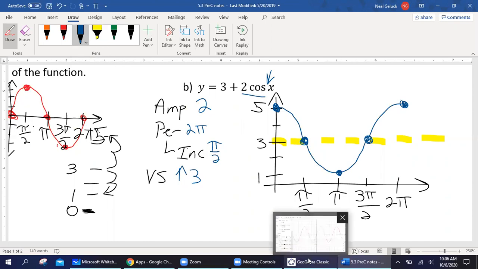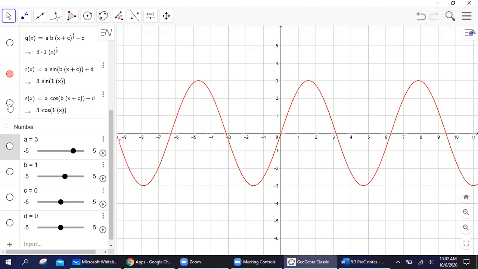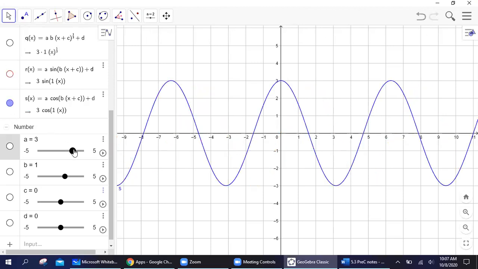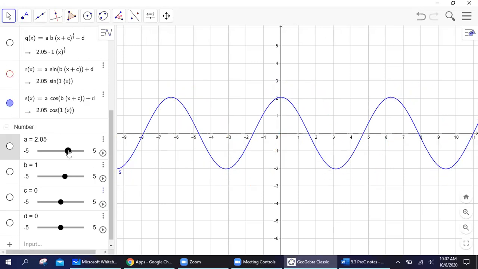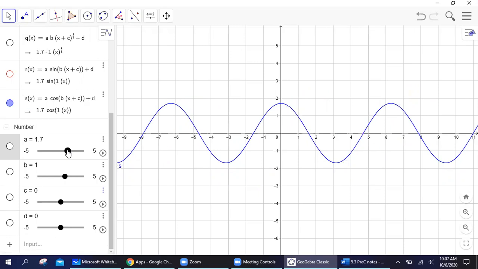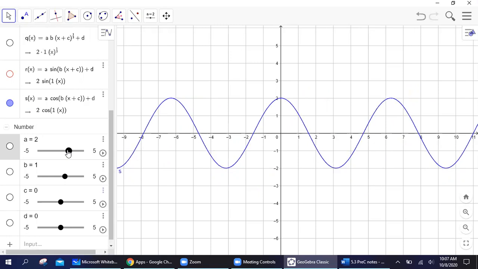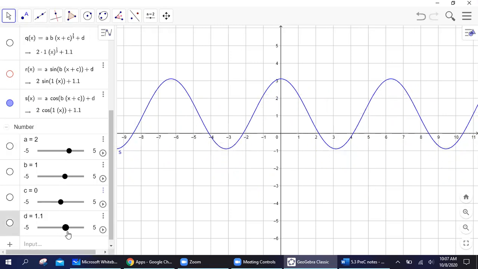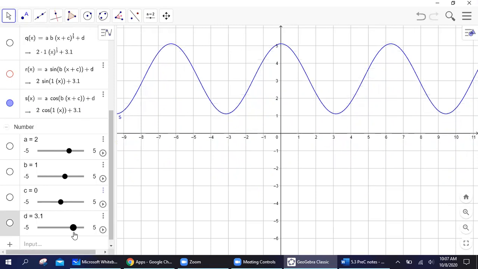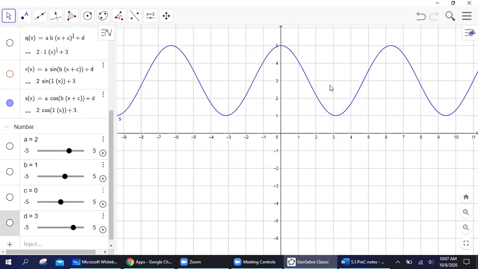And again, to show this more precisely, this is a cosine graph. My amp was 2. And my D number was 3. Again, notice that all that's doing is just shifting the whole graph up. Notice that it exists between 1 and 5 this time.